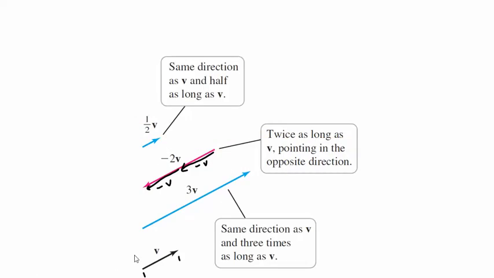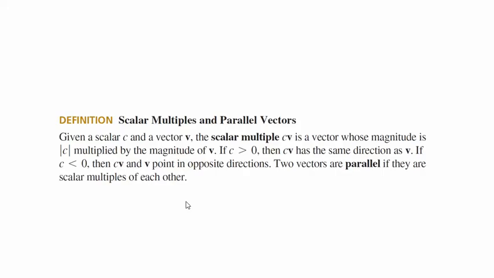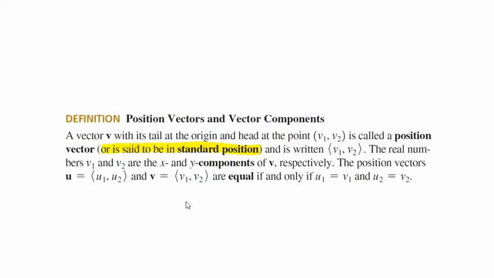So if this vector is v, then 3 times v is going the same direction, but it's just 3 times as long. If we have a negative 2v, that's going to be going the opposite direction, and it's going to be twice as long. Then we did some problems here with these two vectors and talked about how to describe these different vectors in terms of u and v. Again, talking about scalar multiples.